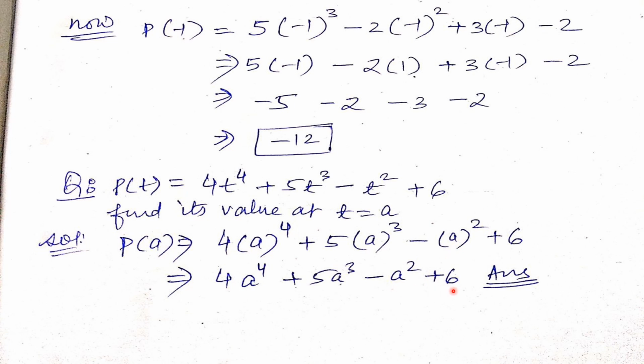I hope you understood the concept of finding value at different points. Yes. So we can say p(a) is equal to this, as it cannot be solved further. So this is the answer. Now let's come to the original concept, that is, what is the zero of a polynomial.